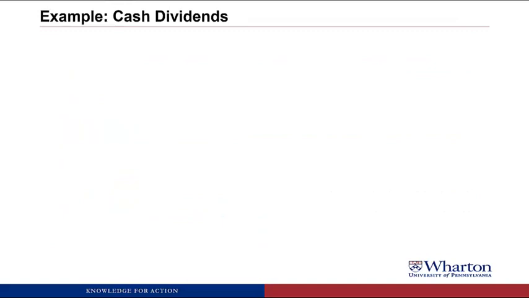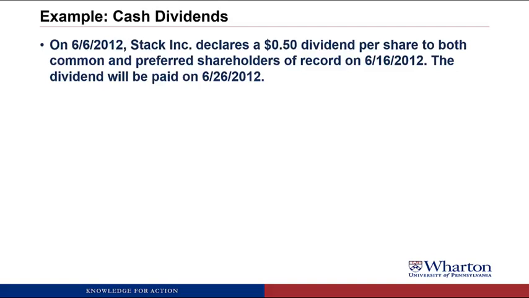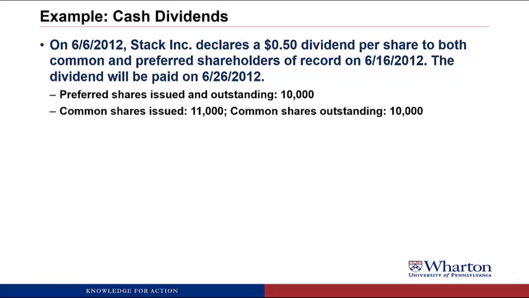So let's take a look at an example of paying cash dividends and how we treat all these different dates. On June 6th, Stack Incorporated declares a 50-cent dividend per share to both common and preferred shareholders of record on June 16, 2012. The dividend will be paid in cash on June 26, 2012. Now, just as a reminder from the last video, preferred shares, we have 10,000 issued and 10,000 outstanding. For common shares, we have 11,000 issued and 10,000 outstanding. So I'll throw up the pause sign, and why don't you take a crack at doing this journal entry?